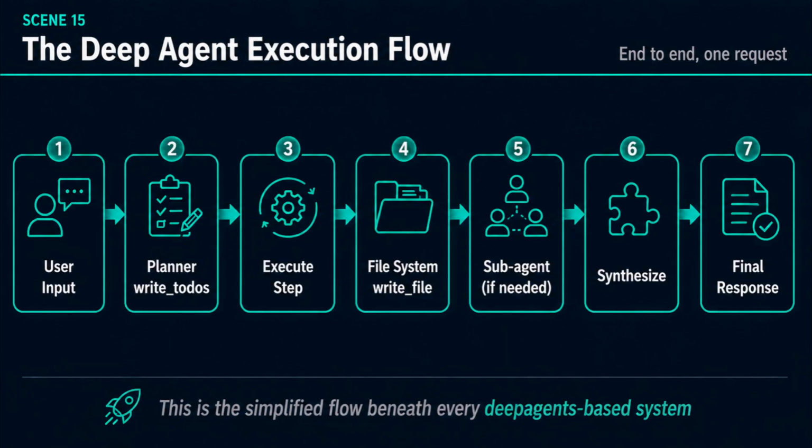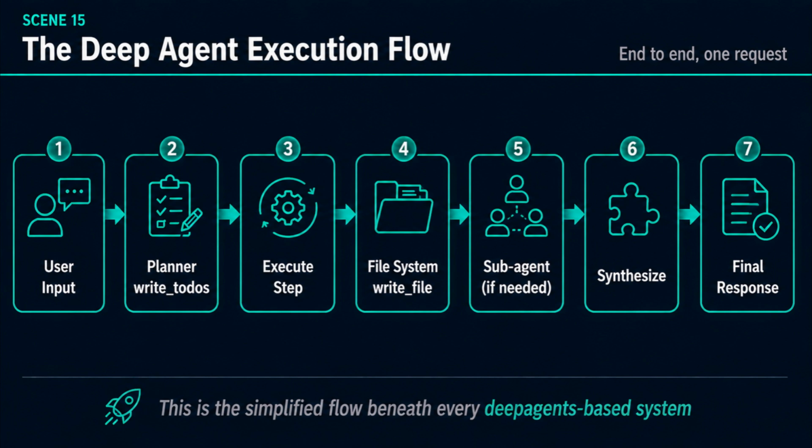Let's trace one complete request through the full deep agent architecture end to end. User input arrives first. The planner immediately calls write_todos, breaking the request into a structured, trackable task list before any real work begins. The agent then executes the first step. This might be a direct tool call, or it might warrant spawning a subagent, shown as a conditional branch in the flow. Results, especially large ones, get written to the file system rather than accumulating directly in the conversation.